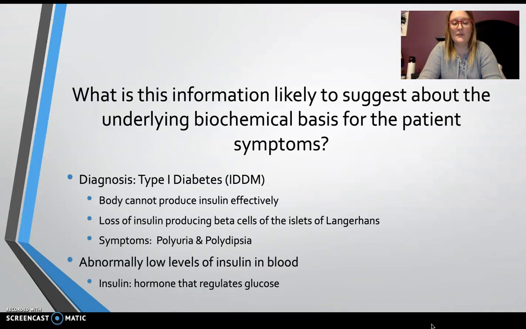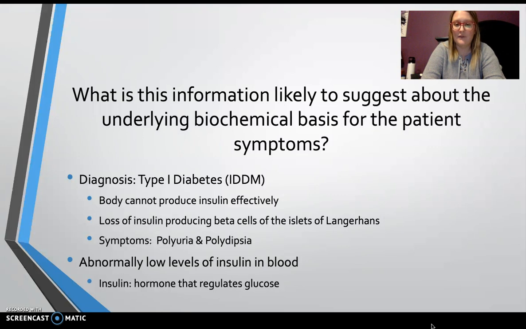So to address the first question, what is this information likely to suggest about the underlying biochemical basis for this patient's symptoms? I'm going to say that this patient is diagnosed with type 1 diabetes. Type 1 diabetes is a disease in which the body cannot produce insulin effectively. This is due to loss of the insulin-producing beta cells of the islets of Langerhans in the pancreas. Symptoms for type 1 diabetes include frequent urination and frequent thirst, much like the mother had described in the symptoms.